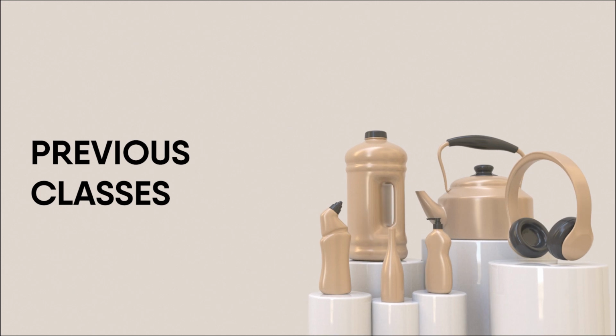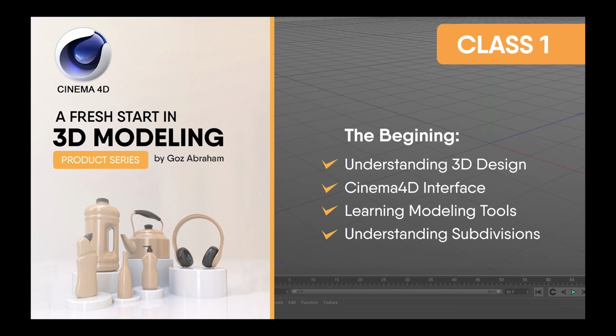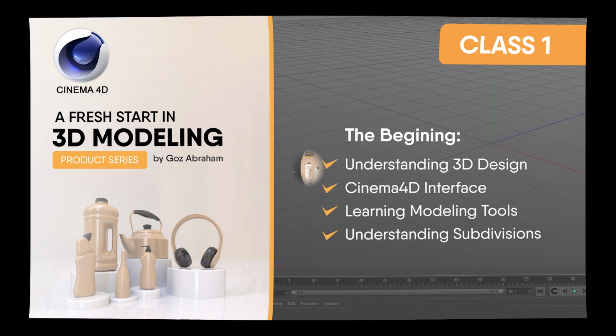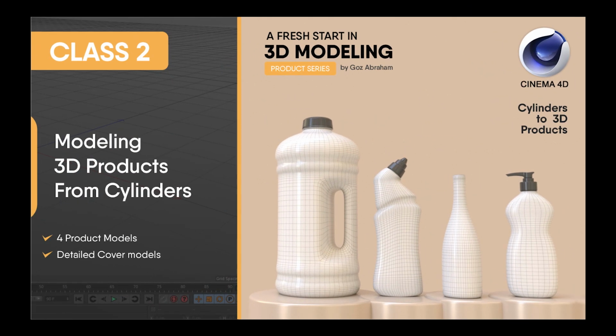In previous classes, here's what we have covered. In class 1, we learned some fundamentals about 3D design. We went through the Cinema4D interface. We learned some important modeling tools and we understood how subdivisions work. In class 2, we learned how to model 3D products, starting with cylinders as our primitives. We also practiced by modeling 4 different products with their detailed covers.